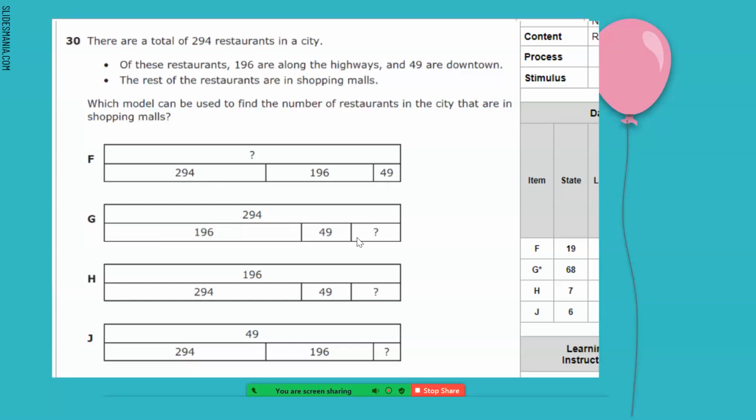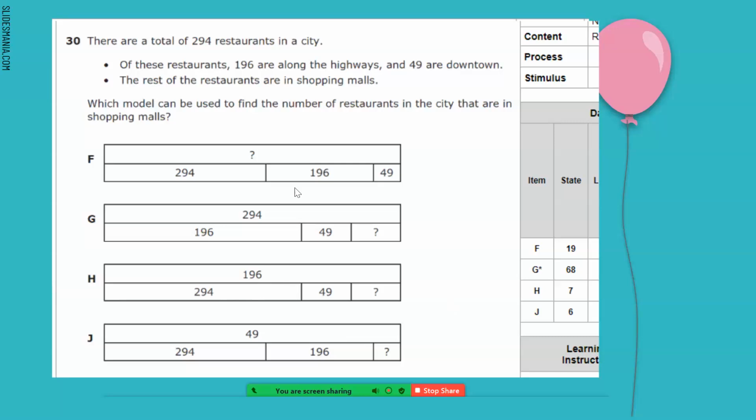So to me, this looks like our correct answer because for this one, they're adding the total restaurants to the restaurants along highways, to the restaurants that are downtown to find the rest. Like, that doesn't make sense. This one, they just have these two in the wrong place. And this one, 49 cannot be the total, right? That doesn't even make any kind of sense.